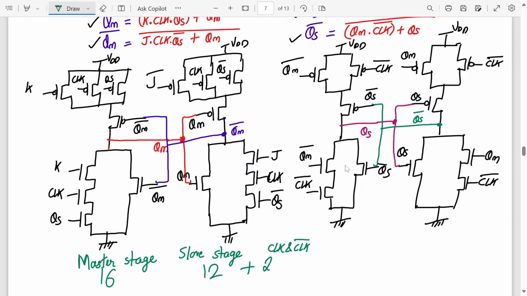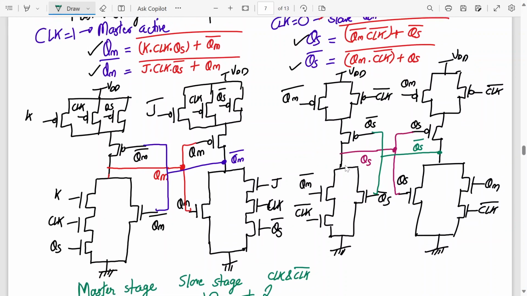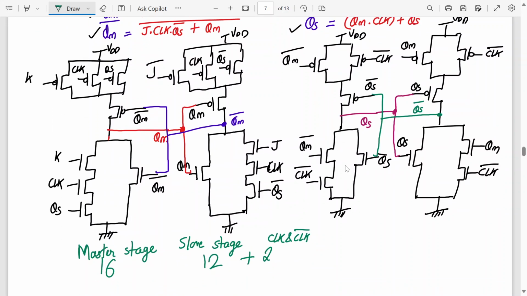That I'll not do. I'll leave that up to you for a home assignment. NAND based clocked master slave JK flip flop. That you can do on your own. Alright?